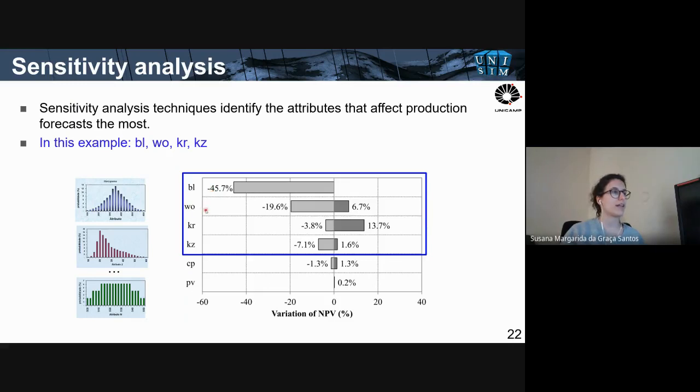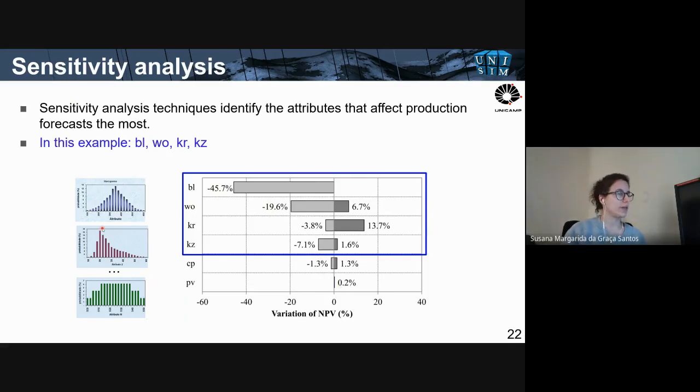I have here another attribute that also has a big impact, so it's very important that I consider it. I have this one and also this one. And these ones, because they are less than 1%, I can say, okay, given the precision of my reservoir simulation, given all the uncertainties, I can neglect these ones.